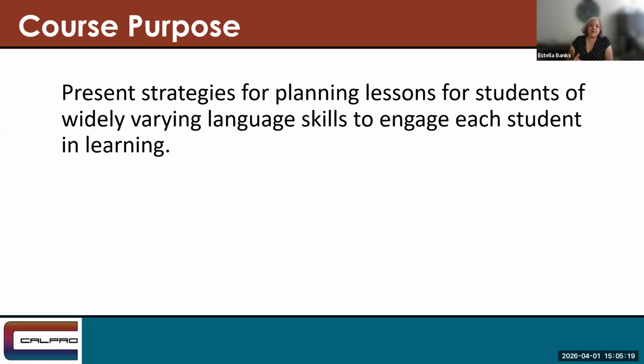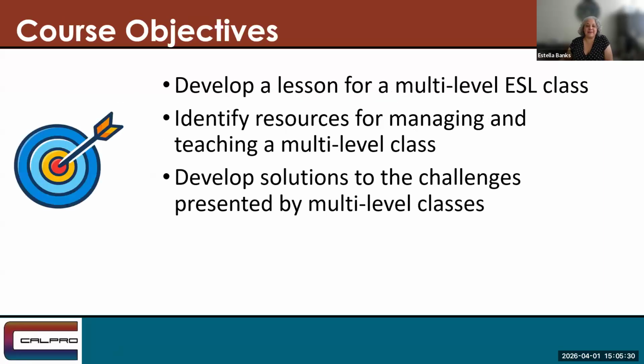So the purpose of this course is to present to you strategies for planning lessons for students of widely varying language skills that help to engage each student in learning. Our objectives for the course are to develop a lesson for a multi-level ESL class, identify the resources that you may need for managing and teaching a multi-level class, and then also to develop solutions to the challenges presented by multi-level ESL classes.